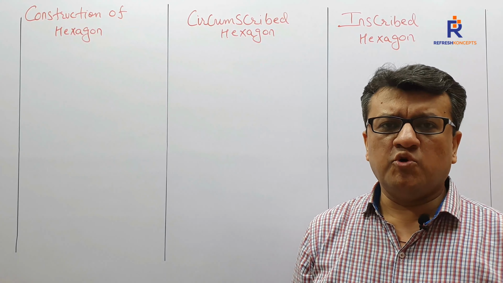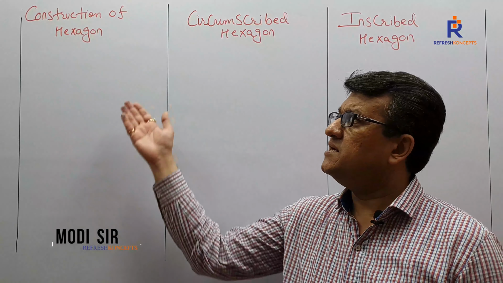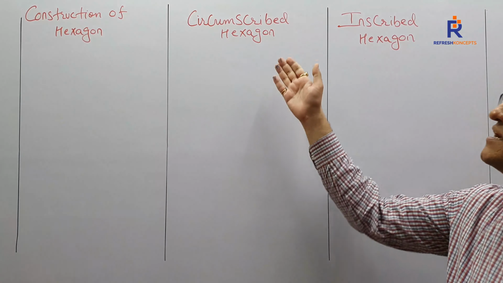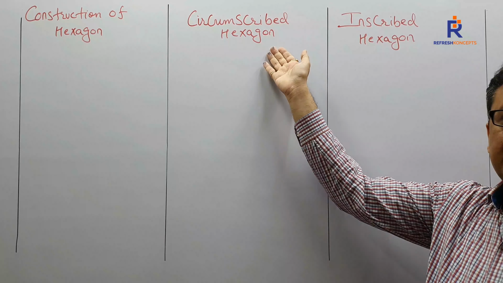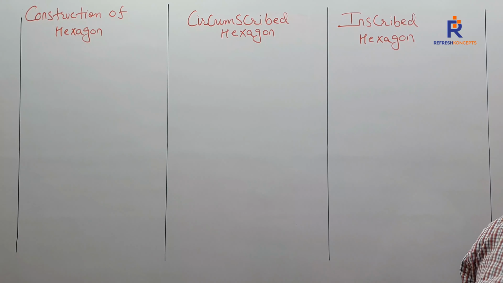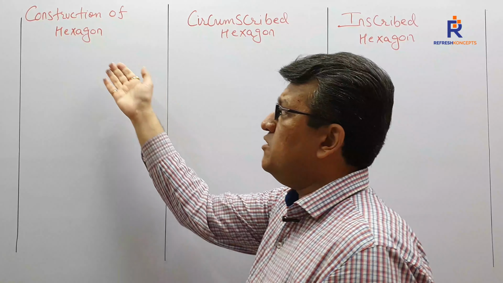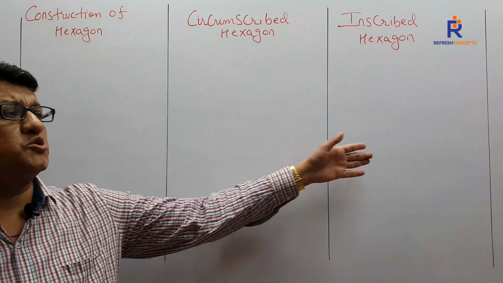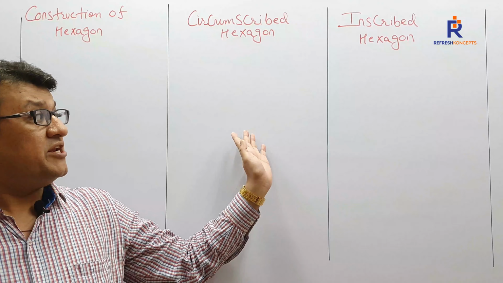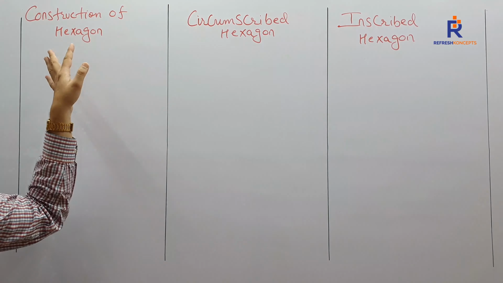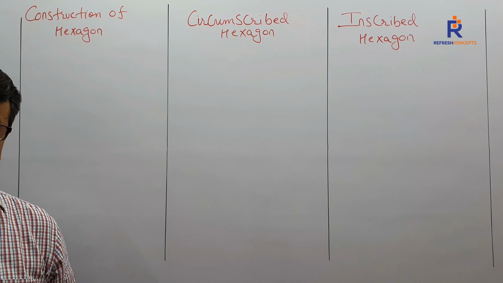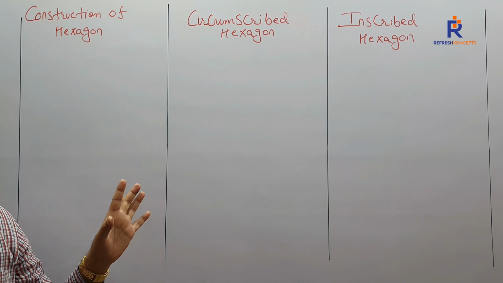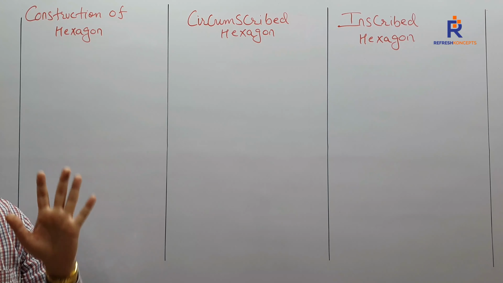Children, let's move on with the next construction part. Now what we are going to do is construction of a hexagon, construction of a circumscribed hexagon, and construction of an inscribed hexagon. This is not a major question in the ICSE curriculum, but certainly these two are there. But in order to construct these two, you should know how to construct a regular hexagon. Mind you, whatever polygon, mainly hexagon, we are constructing, it's a regular hexagon.